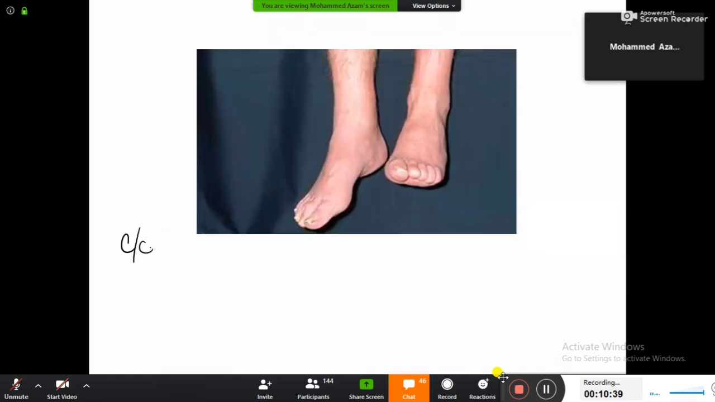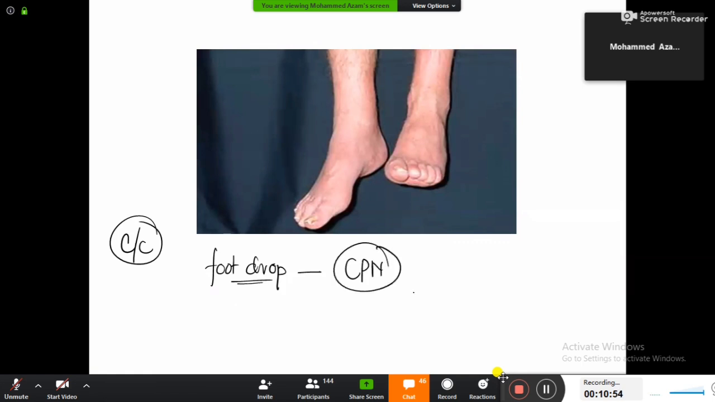Clinical correlation. In this diagram you are able to see the foot drop. And remember, foot drop is due to injury to which nerve? It is injury to the common peroneal nerve, sir. Okay, apply your common sense. Common peroneal nerve, if it is injured, what is going to happen, sir? Both the nerves are gone. Even deep peroneal nerve is gone. Even superficial peroneal nerve is gone.